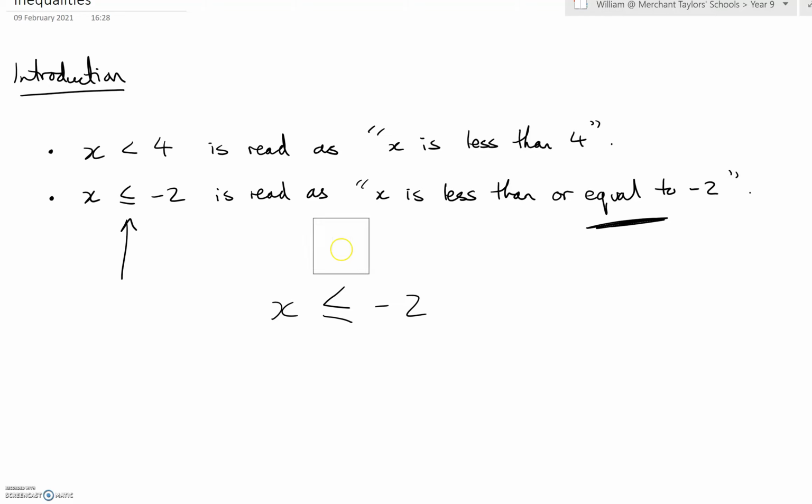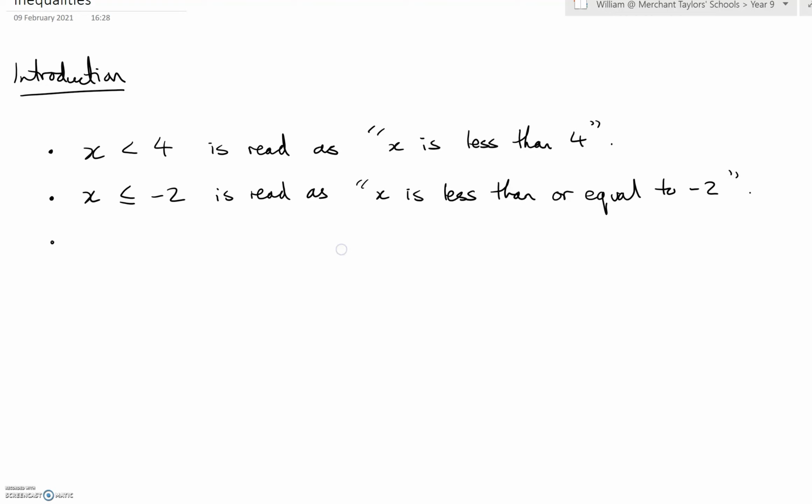This bit includes that extra value. So here we can have minus 2. Here, x less than minus 2, we're not allowed minus 2. Here, less than or equal to minus 2, that includes that one extra value of minus 2. So that's the difference between the two inequalities, how they're written and what they mean.